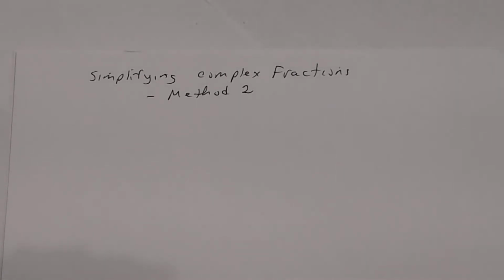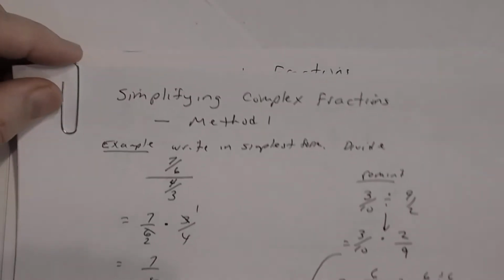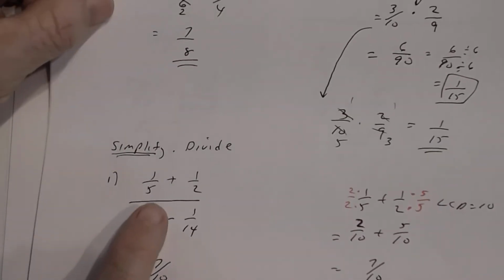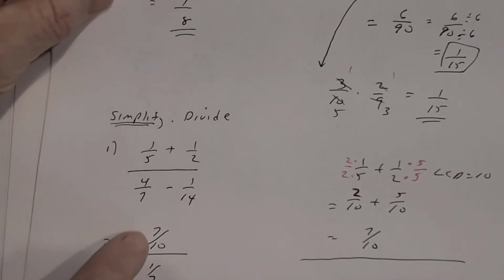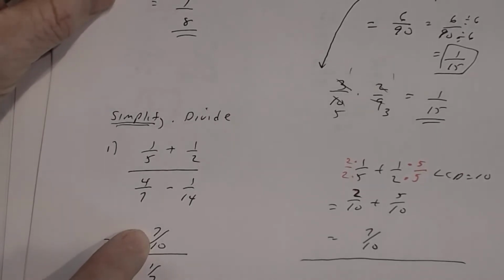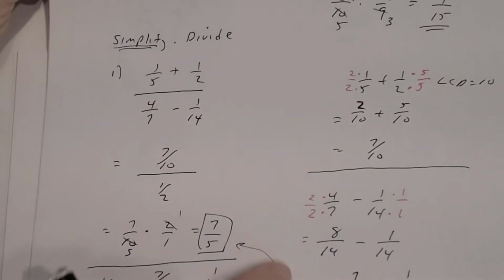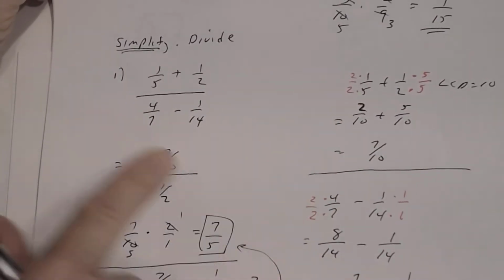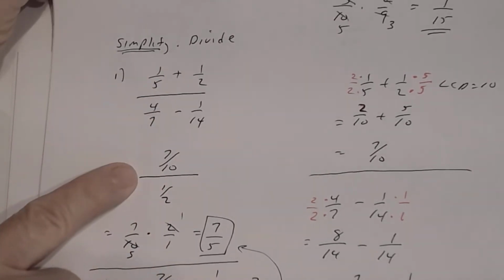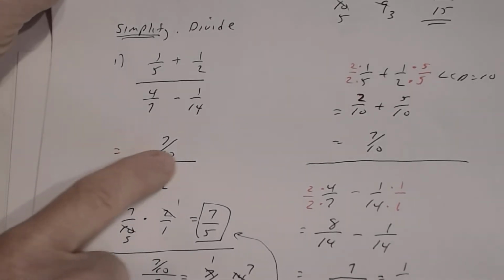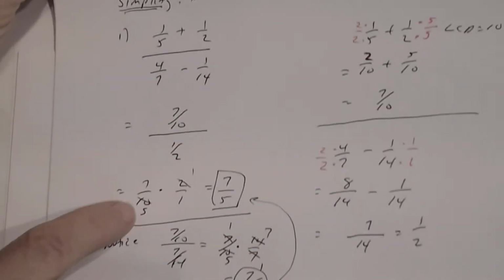In this lesson, we're going to look at method 2 for simplifying complex fractions. Now remember, in the previous lesson we looked at method 1, where we had to rewrite the numerator as one single fraction, and rewrite the denominator as a single fraction. There was some work we had to do in method 1 to get to this point. Then we changed this to a multiplication problem: the numerator times the reciprocal of the denominator, and we went from there. So that was method 1.